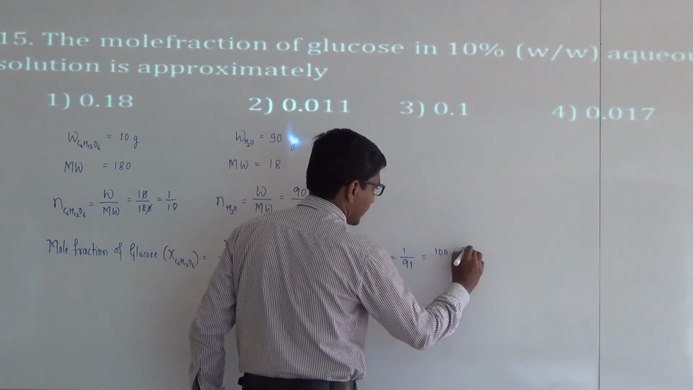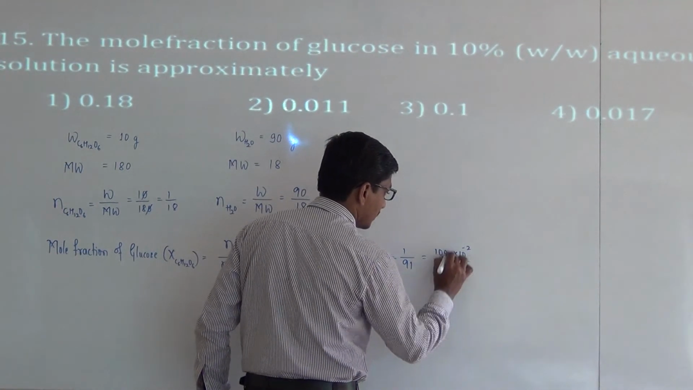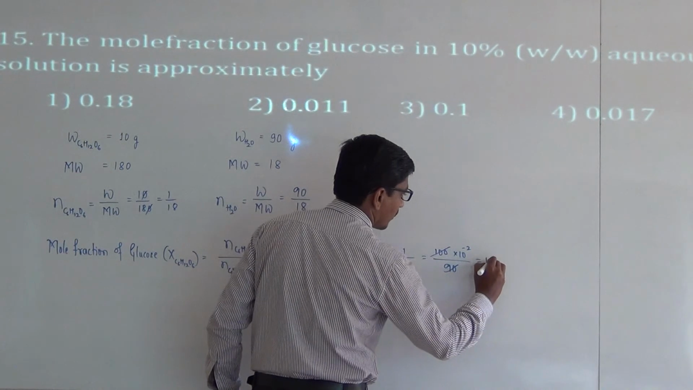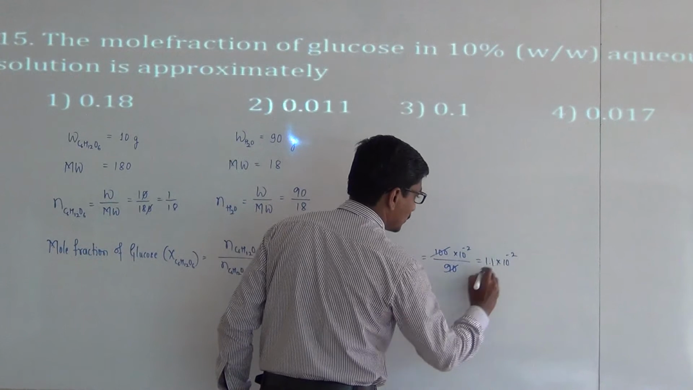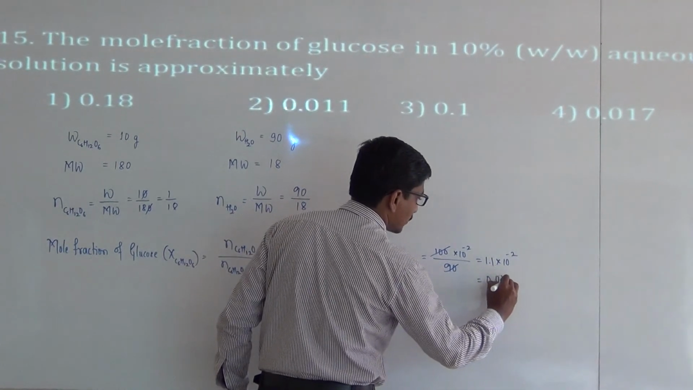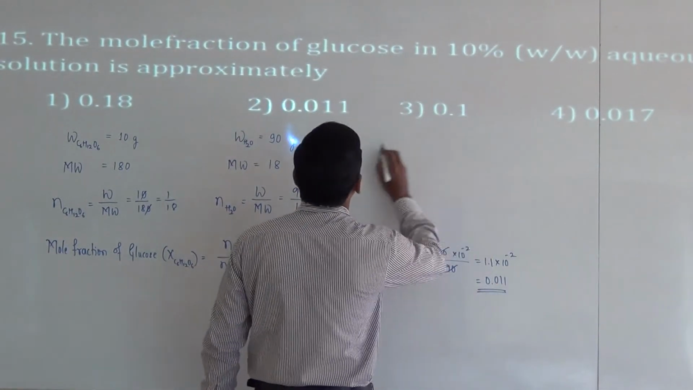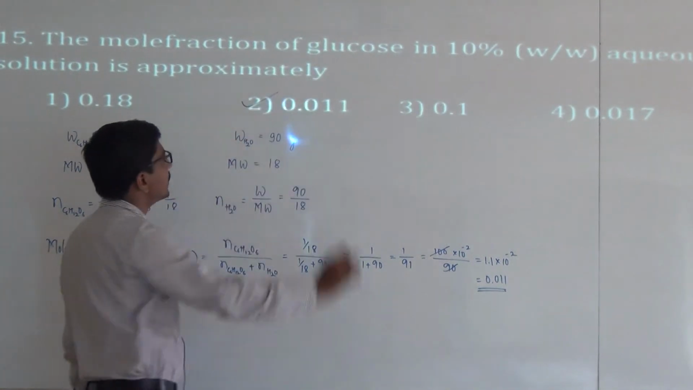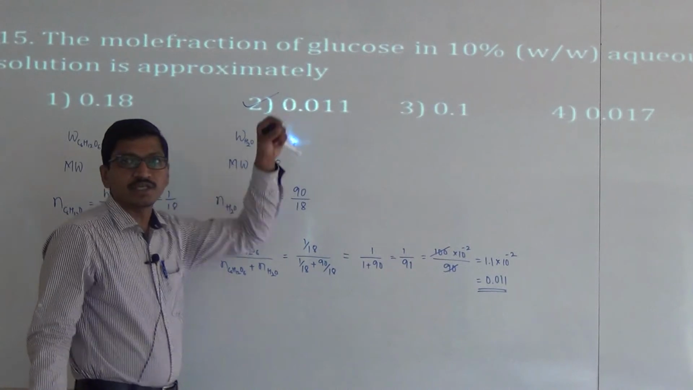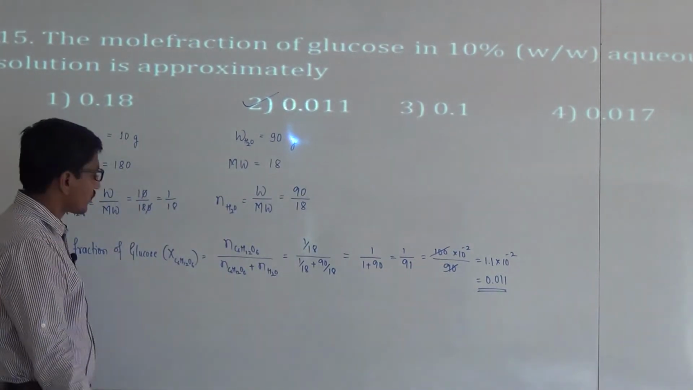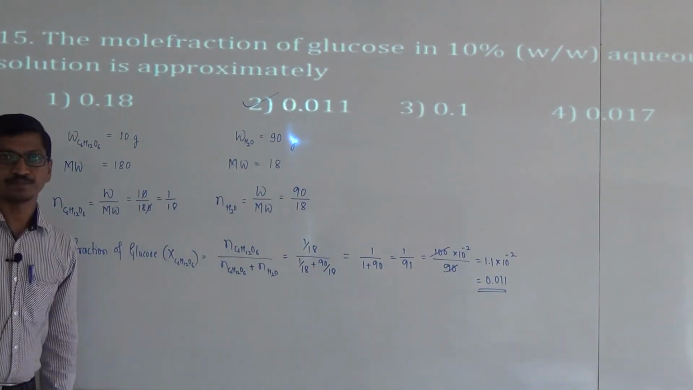100 into 10 raised to minus 2 divided by 90, this is 1.1 into 10 raised to minus 2, which is equal to 0.011. The mole fraction of glucose is 0.011. Thank you.